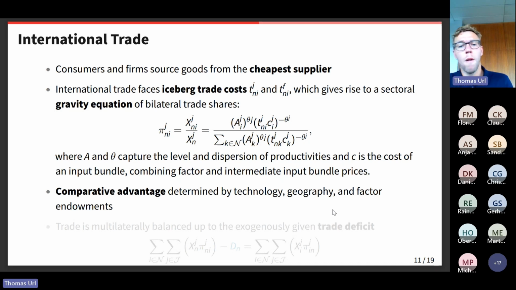What do I mean by this? We are more likely to ship to N goods in the sector J when we have low production costs. We are very productive, C, low production costs. When we have low trade costs between us, small t. And when our productivity is relatively high.